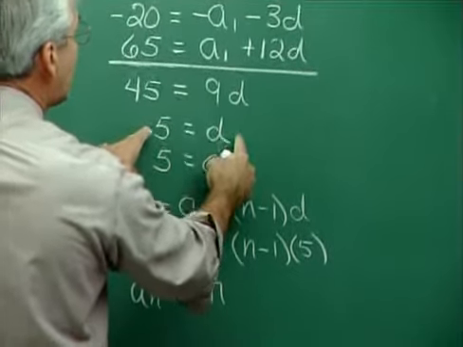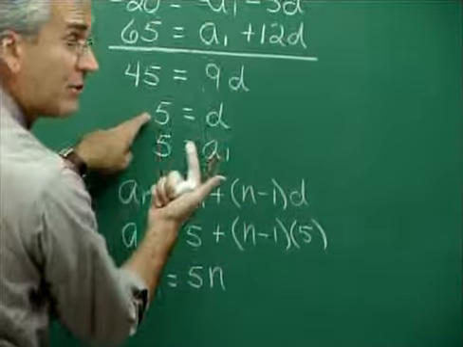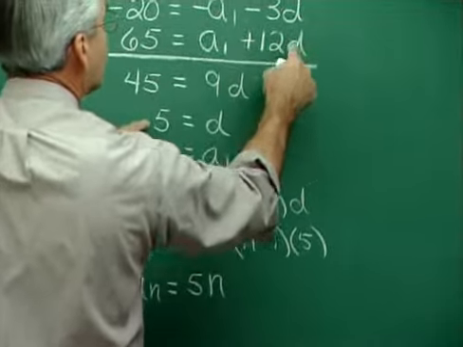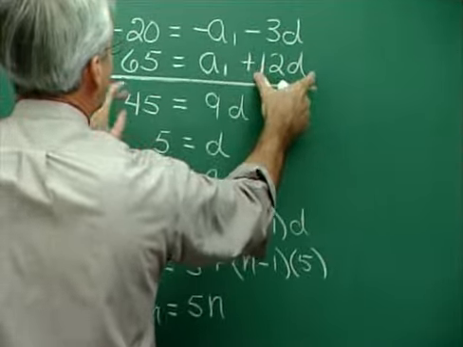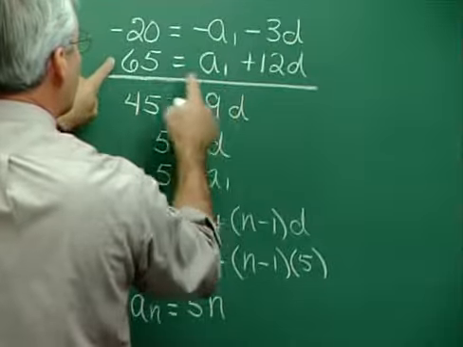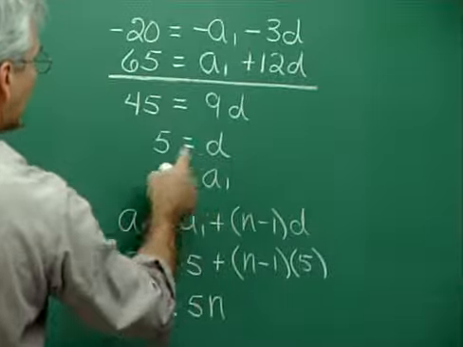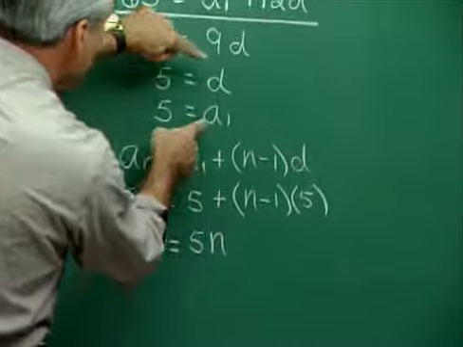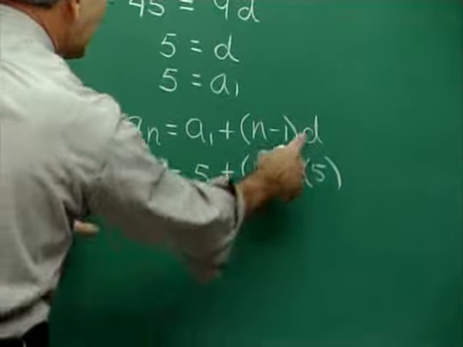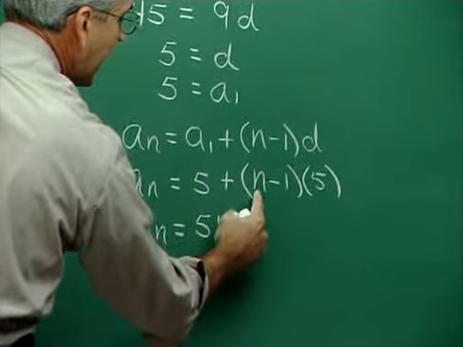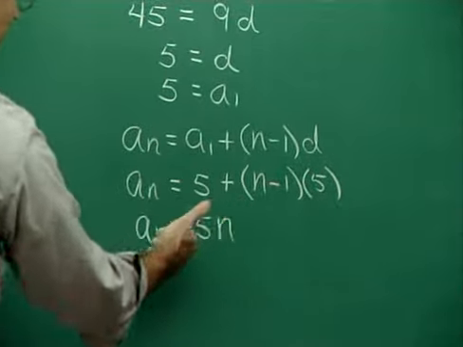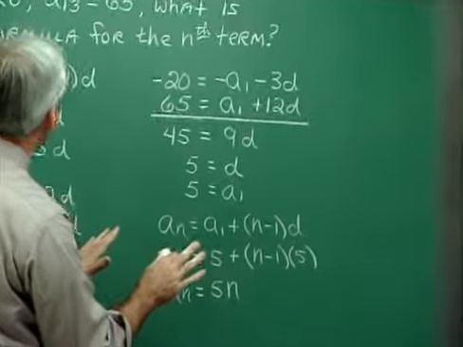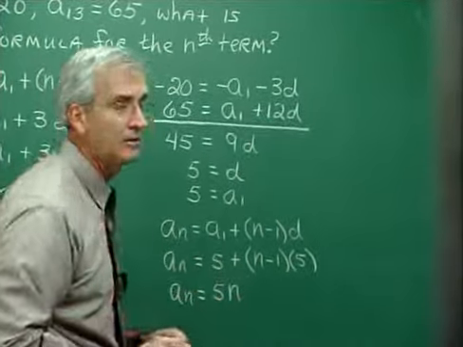Now once we find d to be 5, we go back in and back substitute to find the value for a sub 1. If d is 5, then I would have 12 times 5 is 60 here. Subtract 60 on both sides, and I would find a sub 1 to be 5 as well. So a sub 1 is 5, d is 5. And then you go right into the general model and replace with the information about a sub 1 and d. a sub 1 is 5, d is 5. Multiplying here, 5n minus 5, the 5s go out, and we have simply 5n. So the general expression for the nth term is 5n.